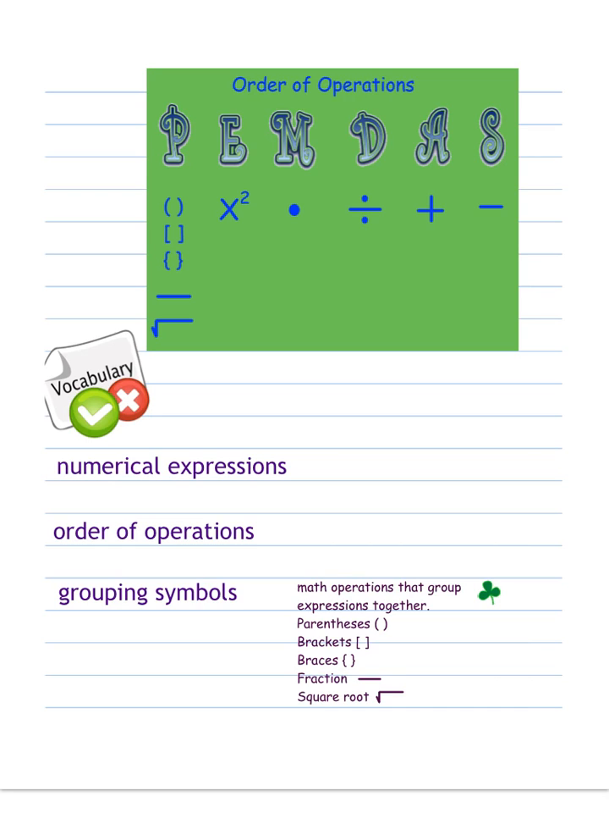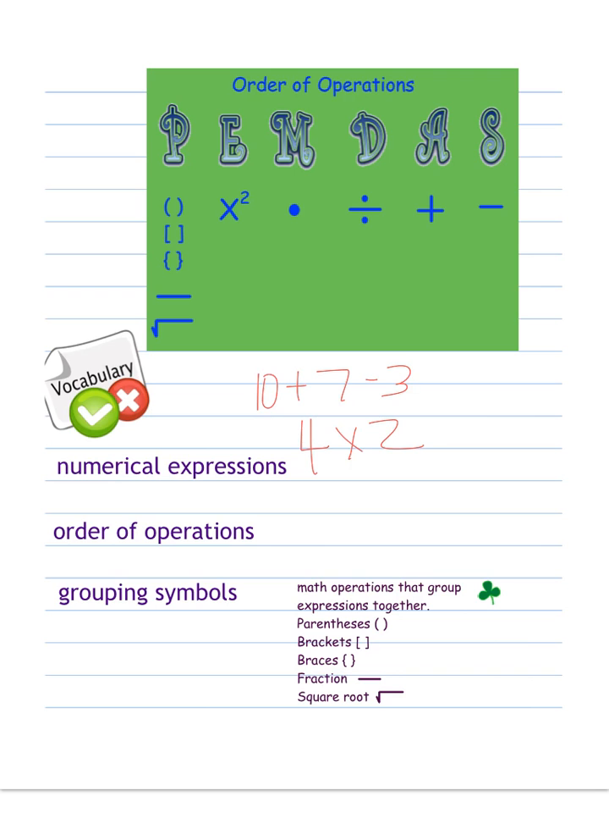Here are some vocabulary words for us to know. Our first one is numerical expressions. These are just mathematical phrases that involve numbers and operations. It's just going to be things like 4 times 2 or 10 plus 7 minus 3. Our next one is order of operations. This is the order that we use to solve numerical expressions in math. We have to follow a certain order.